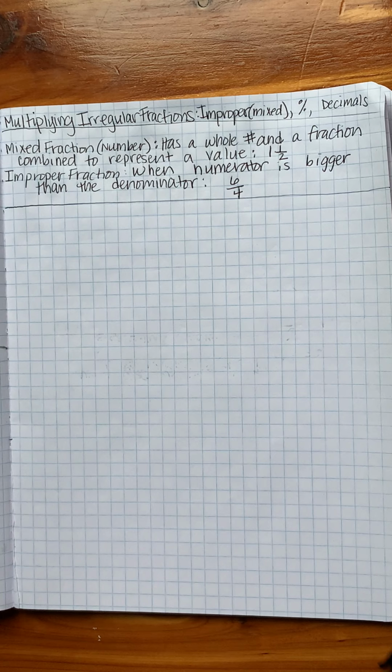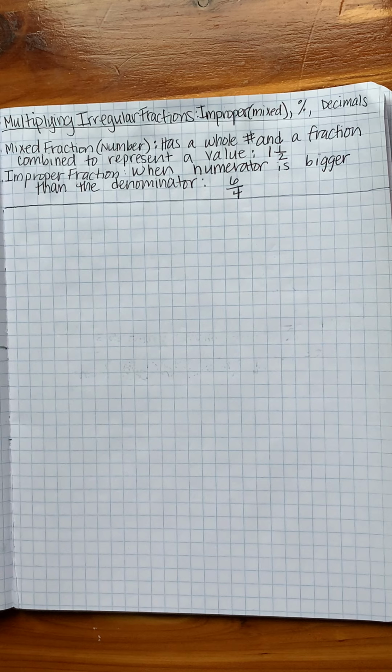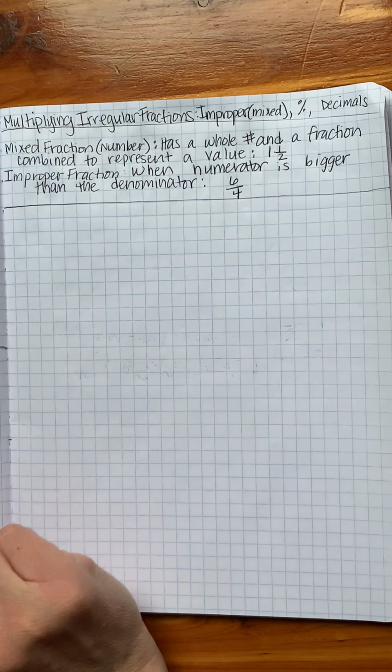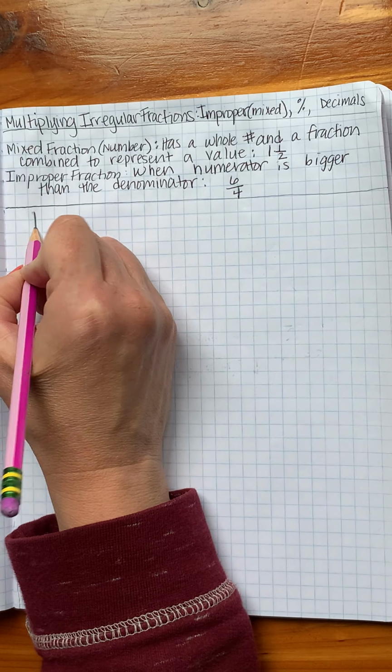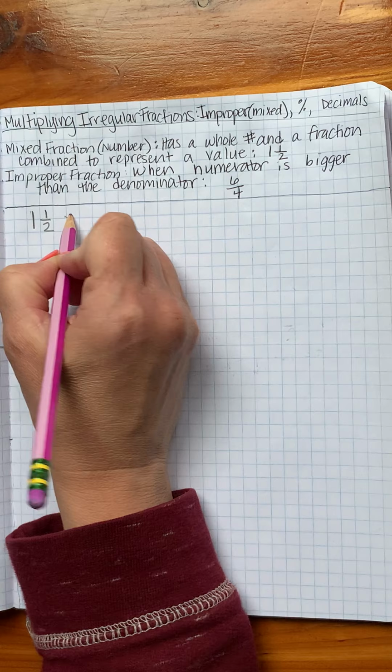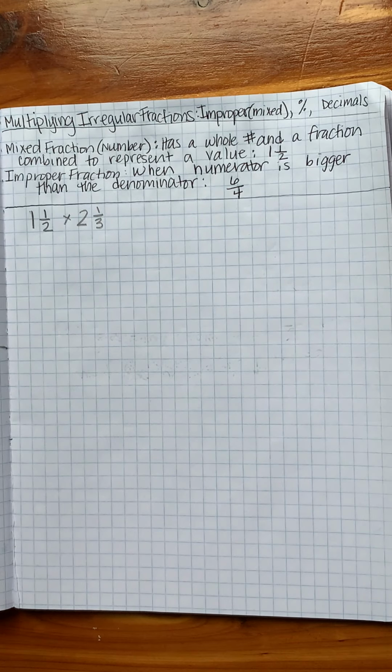Okay, so now that we have those vocabulary words written down, I'm going to show you how to multiply mixed fractions. I'm going to show you by doing an example, and then walking you through the steps. So our example problem is 1 1/2 times 2 1/3. Okay, so this is our math problem.